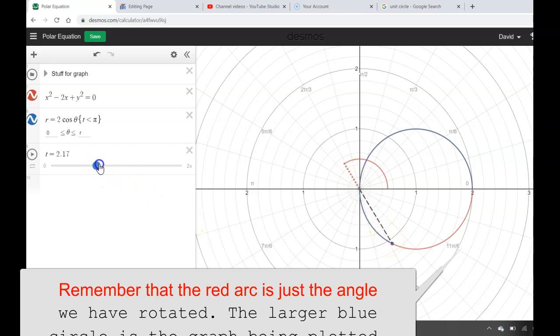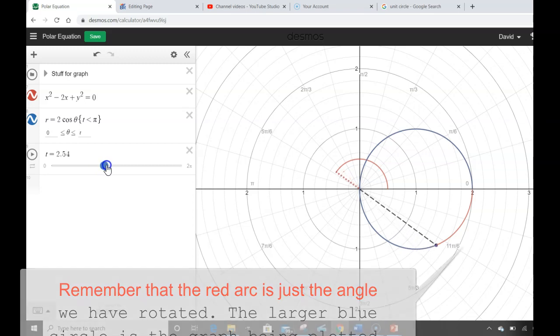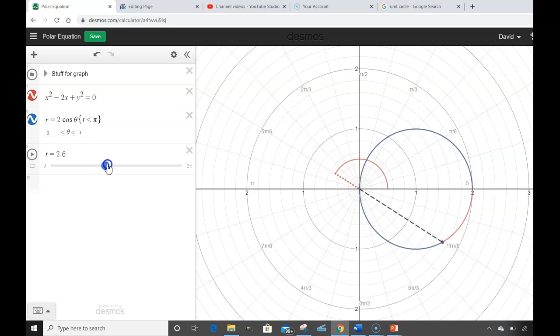And as I rotate more, R is growing in absolute value, but it's becoming more and more negative until finally we get all the way to pi. And at pi, the cosine is negative 1. 2 times negative 1 is negative 2. So I've rotated this angle, but because I'm going negative, I'm back through the origin 2 units. So I'm all the way back here. That's between 0 and pi.